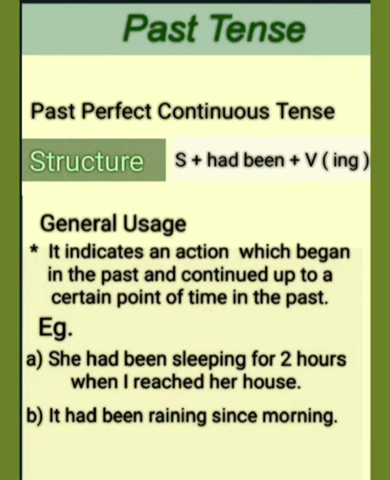Now, the fourth form is past perfect continuous tense, and the structure is subject plus had been plus verb ing form. Now, past perfect continuous tense is used to indicate an action which began in the past and continued up to a certain point of time in the past. For example, she had been sleeping for 2 hours when I reached her house. Example number two, it had been raining since morning. Now, we have to note that some time expression is usually given with this tense.